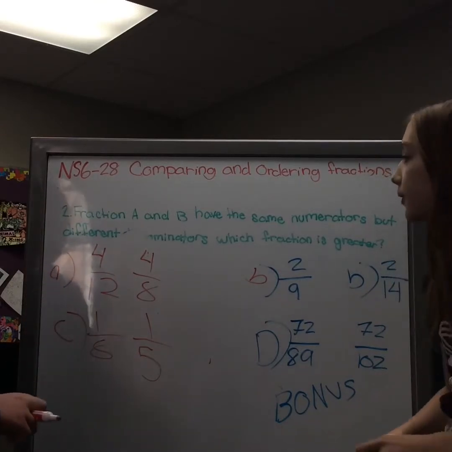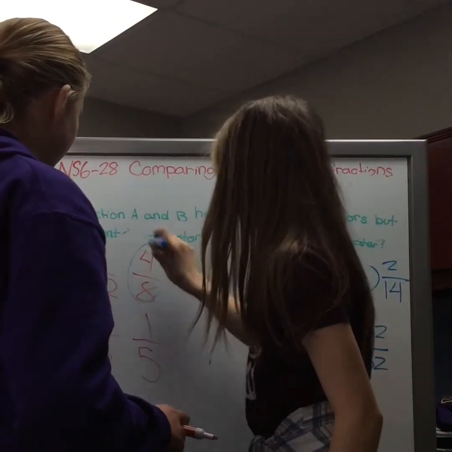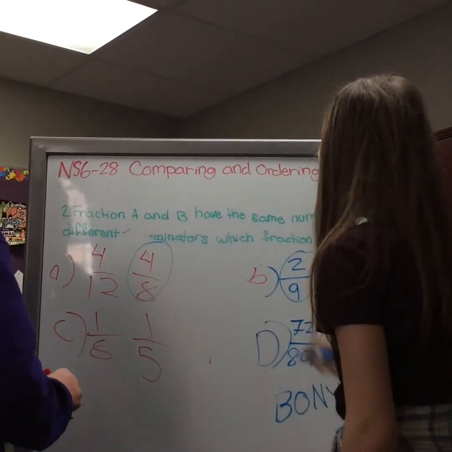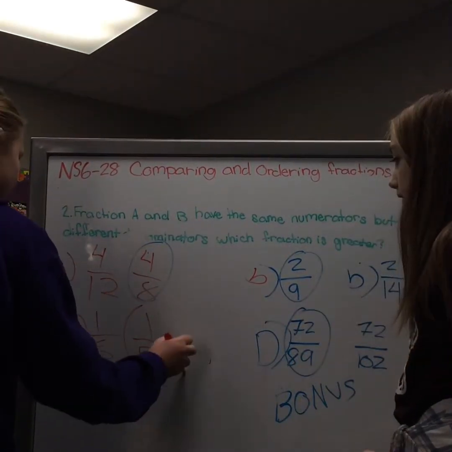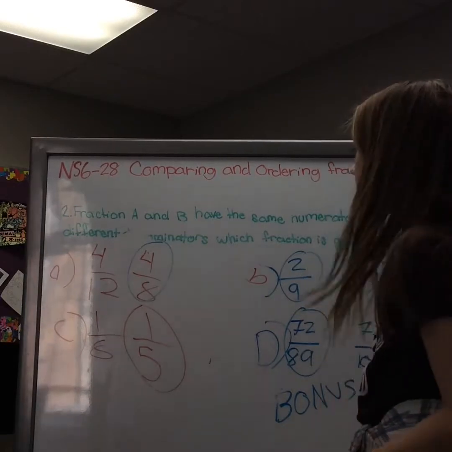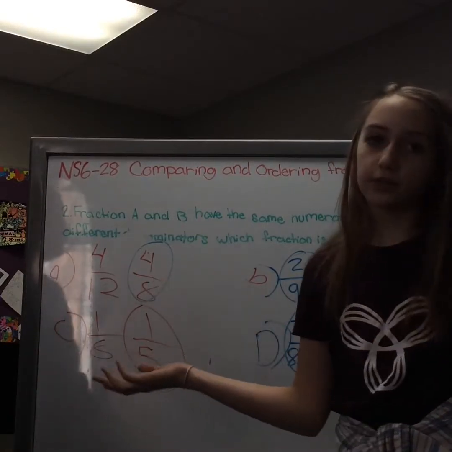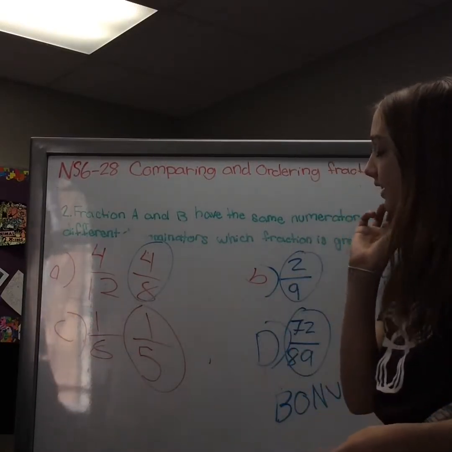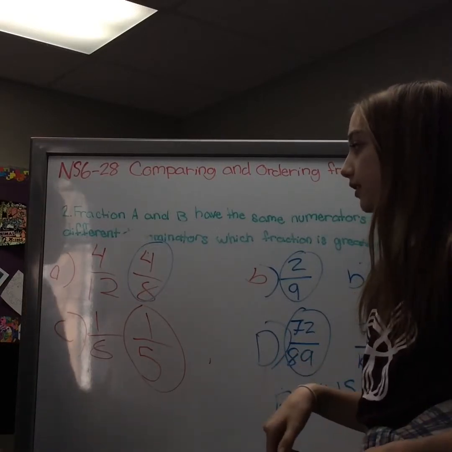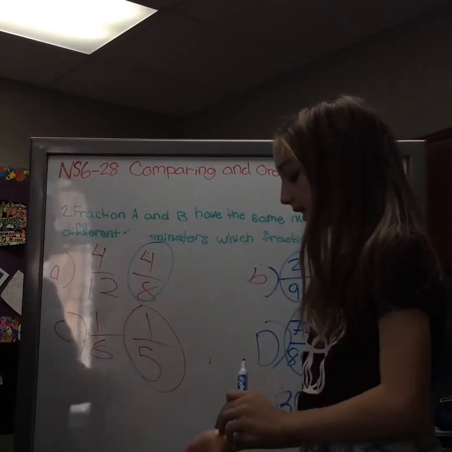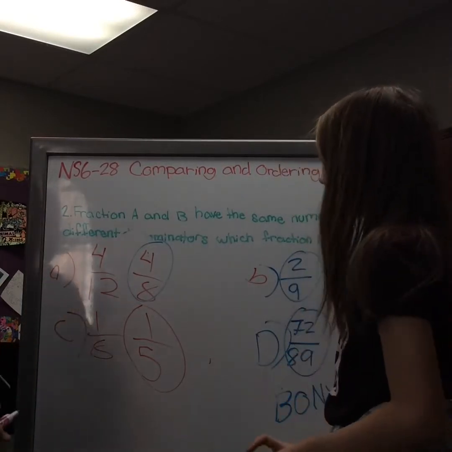Okay, so now we're going to circle the ones that are bigger. It's pretty simple, just the one with the least number as a denominator is the greatest. So yeah.